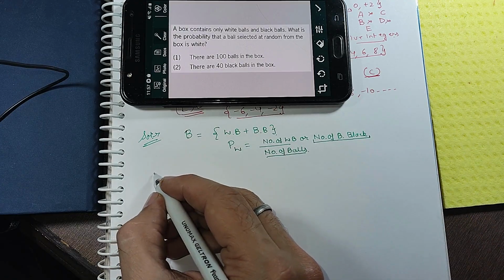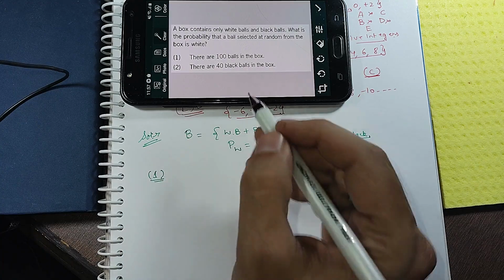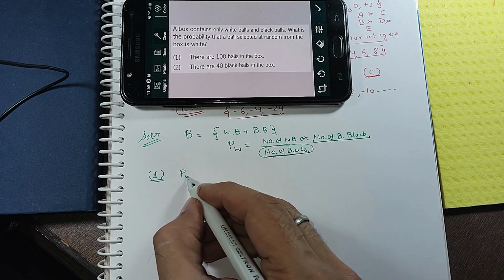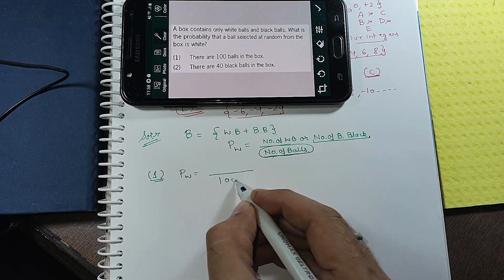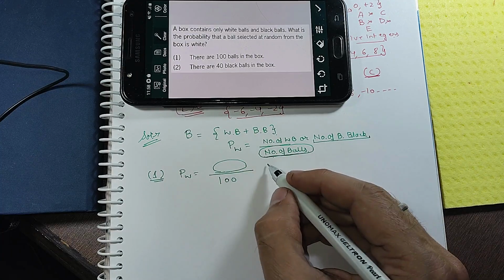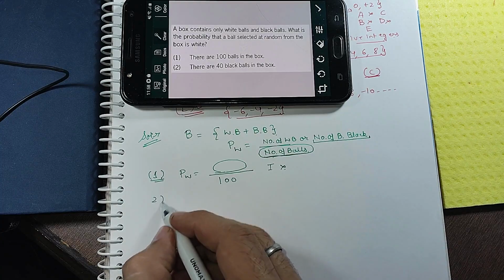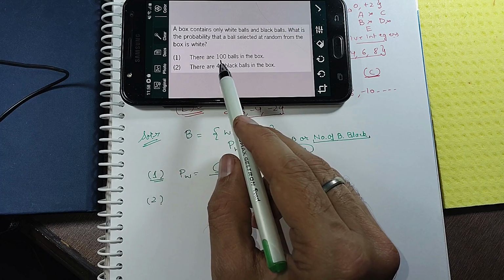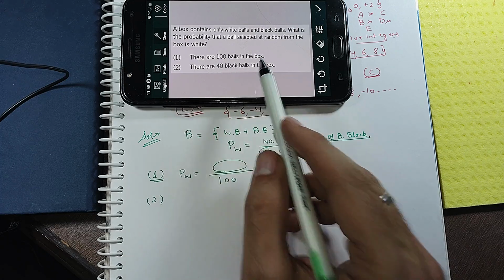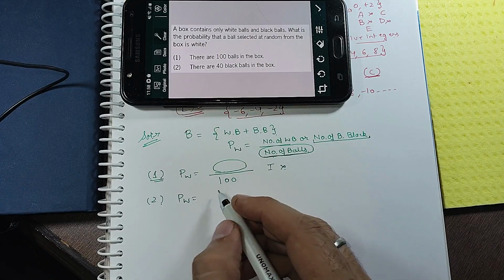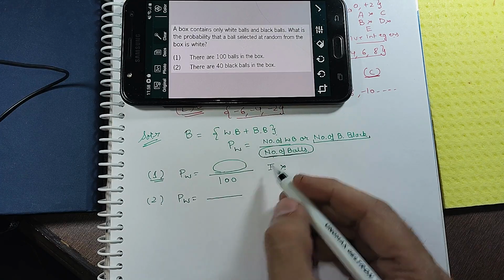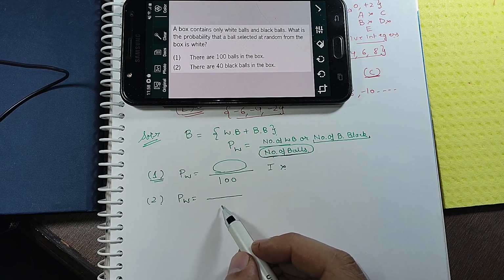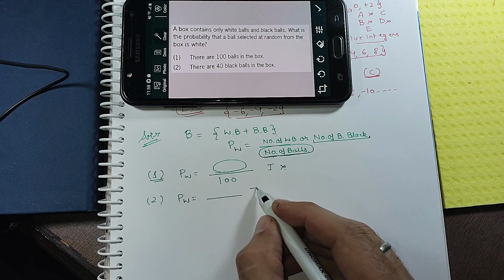Now, this is the analysis, taking statement 1. Statement 1 says there are 100 balls in the box, which gives us the total number of balls. So the probability for white will be the number of white balls over the total, 100, but we don't know the number of white balls in the numerator. So statement 1 is not sufficient. Now statement 2: there are 40 black balls. When you are considering statement 2, you have to forget statement 1, which gave 100 balls in the box. So for the probability of white, we are not given the total number of balls, we are only given 40 black balls. Since we are not given the total number of balls, we can't calculate the number of white balls. So statement 2 is also not sufficient.